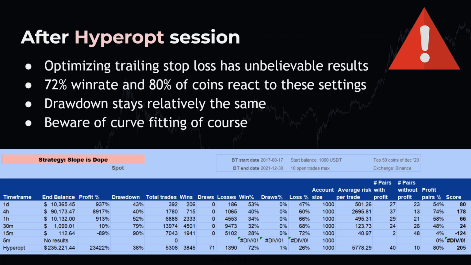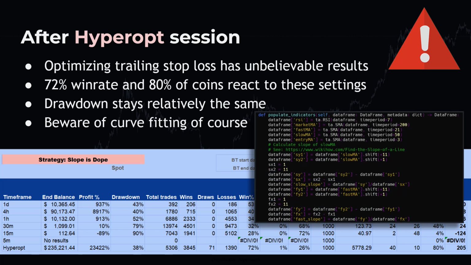Now, as I said, the settings for the RSI are pretty common, although 7 is a little bit quick, I think. But the SMAs of 21, 50 and 200 should be familiar to everybody that has some experience in trading. And the settings to calculate slope and last lowest candle are educated guesses, but I'm happy with these settings.